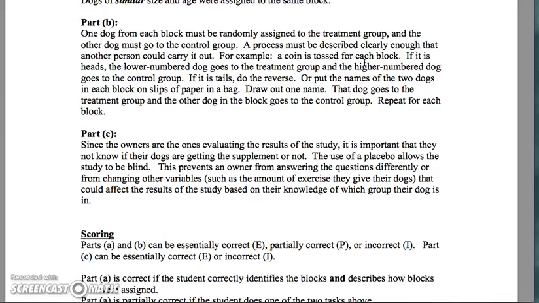For example, a coin is tossed for each block. If it is heads, the lower number dog goes to the treatment group, and the higher number dog goes to the control group. If it is tails, do the reverse. Or put the names of the 2 dogs in each block on slips of paper in a bag. Draw one name. That dog goes to the treatment group, and the other goes in the control group. Repeat for each block.